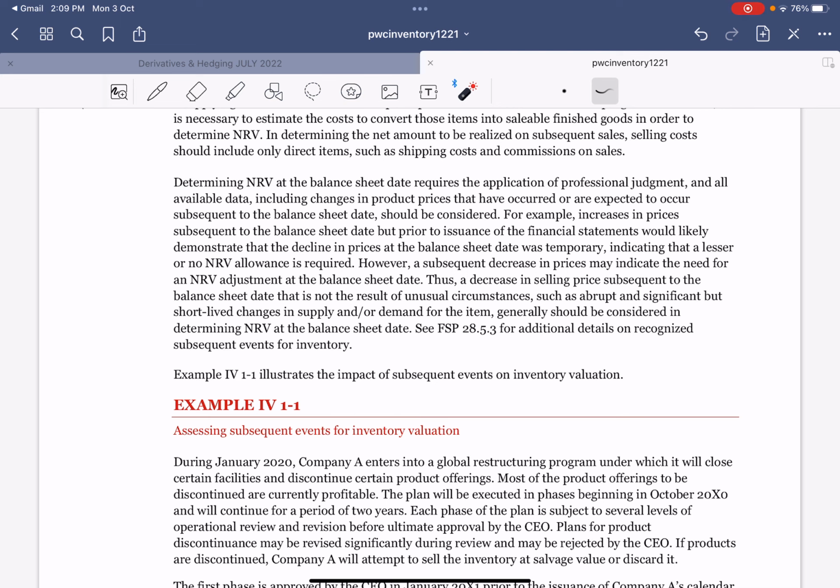Thus, a decrease in the selling price subsequent to a balance sheet date is not a result of unusual circumstances such as abrupt or significant but short-lived changes in the supply and demand for them. Generally, it should be considered in determining an NRV as of the balance sheet date.